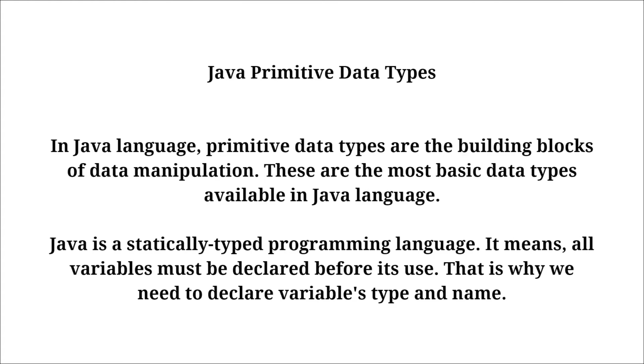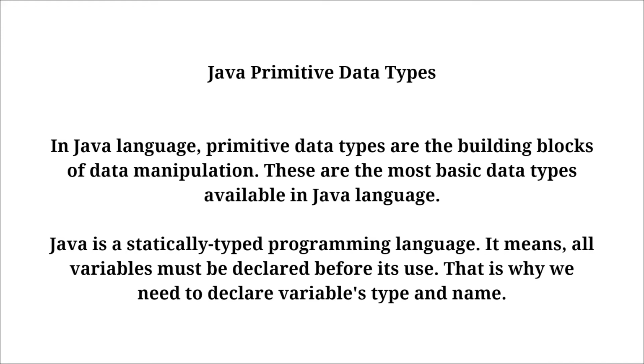Java primitive data types in the Java language. Primitive data types are the building blocks of data manipulation. These are the most basic data types available in Java. Also, I just want to add a point that if you learn these primitive data types, you will be able to use them in any language. You must learn them first, and only after that will you be able to code in any other language.